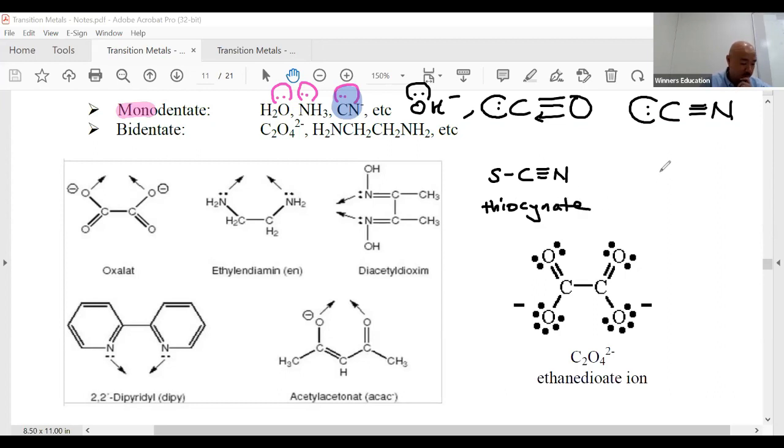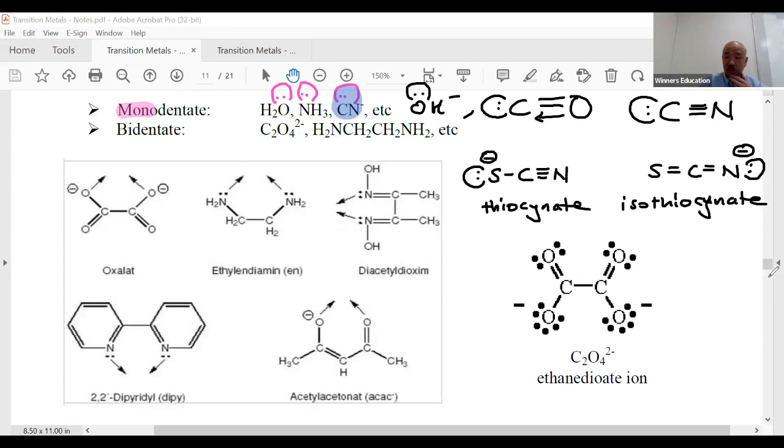Thiocyanate is one of them. This is isothiocyanate. I haven't put in the charge of the ion yet. I'm going to put a negative sign to show you where the charge is. Lone pairs are here.